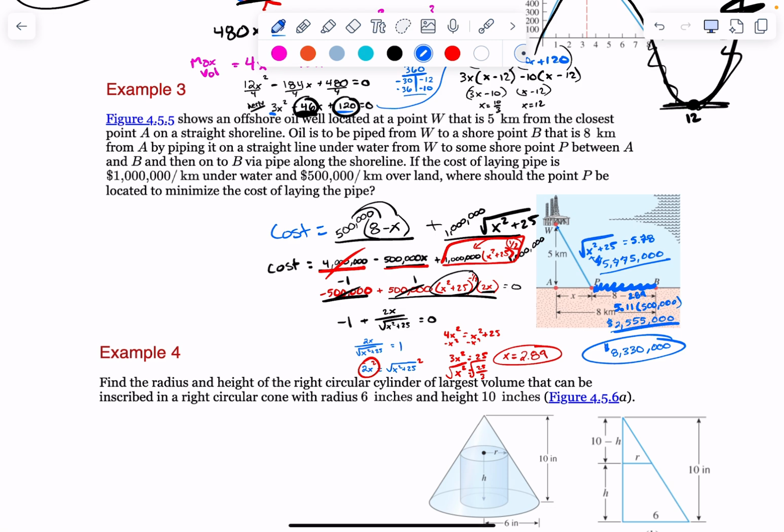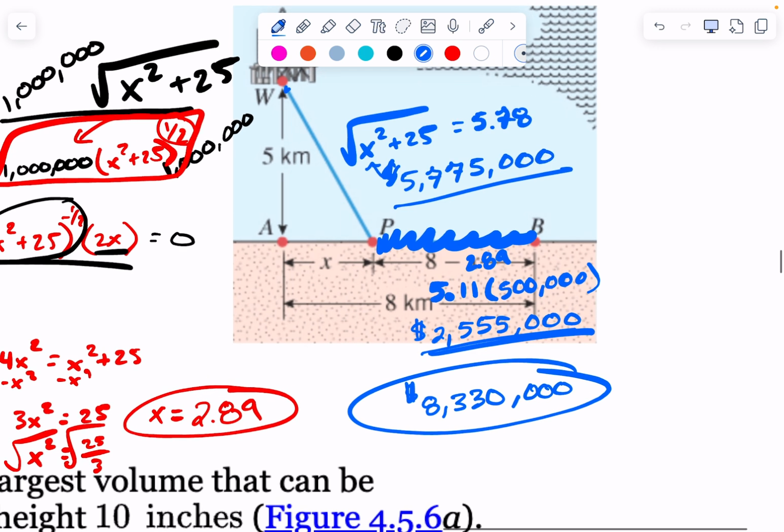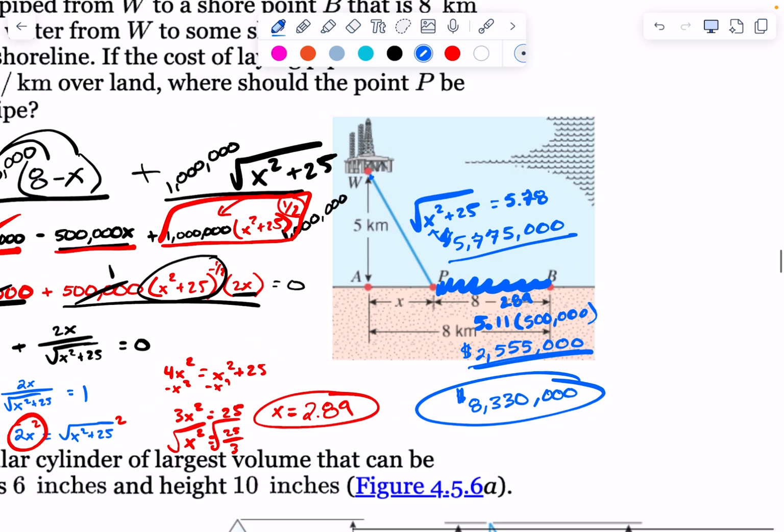So what was the answer to this even? If the cost of laying pipe is that, where should the point P be located to minimize the cost of laying pipe? 2.89 from point A, right? Whatever that is. Okay, so good. Make sense? Woo! All right, there you go. We'll stop there.